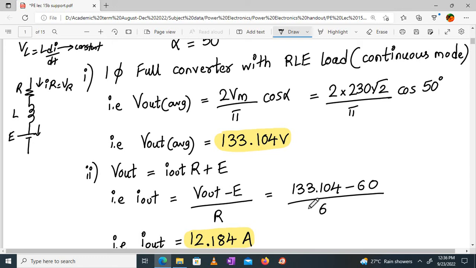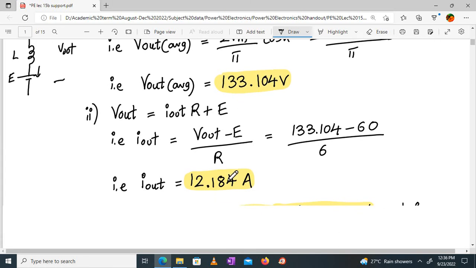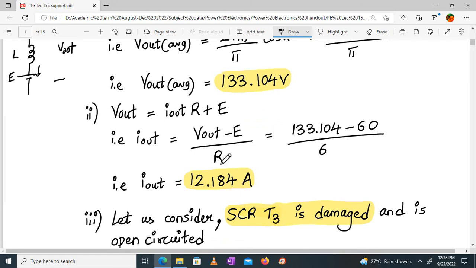Right? So what's the result over here? To calculate voltage. We are plus total VR plus E. That's what we have written. So I out निकालना है. So minus E upon R. Just write V out upon R. But since E is also there, that also will be there in the picture. So it is V out minus E upon R. Will you remember this? For RLE load. RL load हुआ तो क्या होगा? V out upon R. ठीक है?